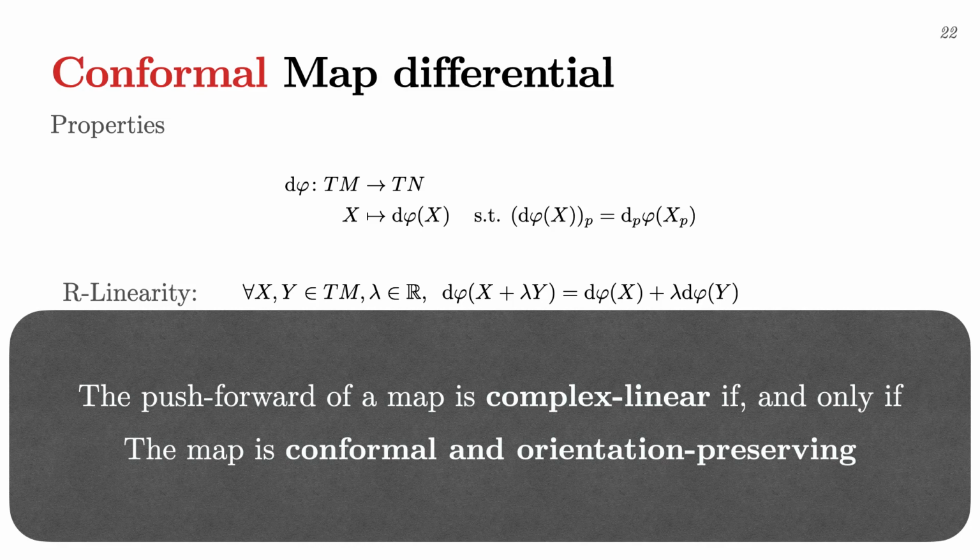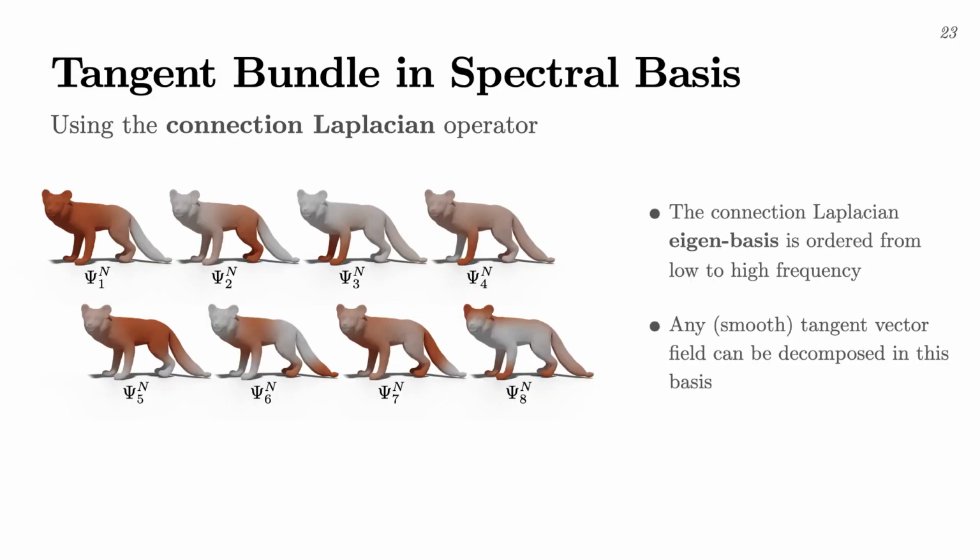Now, as a complex linear operator, it could also be decomposed in a basis, a complex basis. For this, we use the connection Laplacian operator, which is the Laplace operator for tangent vector fields. Remember that since we use C encoding for the tangent spaces, the tangent planes for each point, the smooth tangent vector fields are encoded as complex valued functions. So the connection Laplacian is a sort of complex operator, an operator for complex functions.